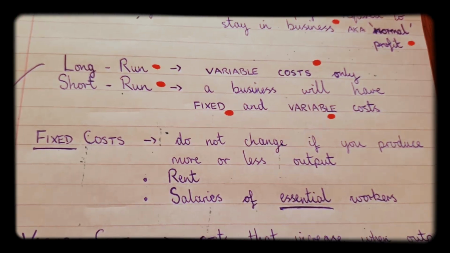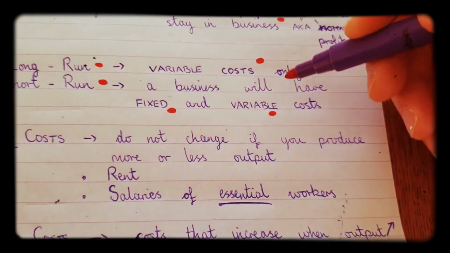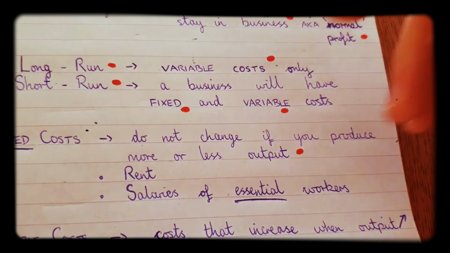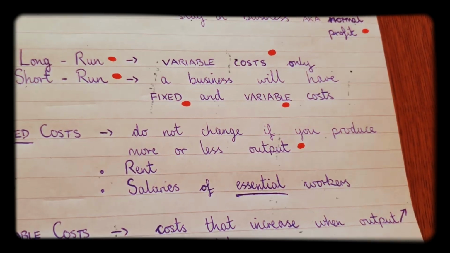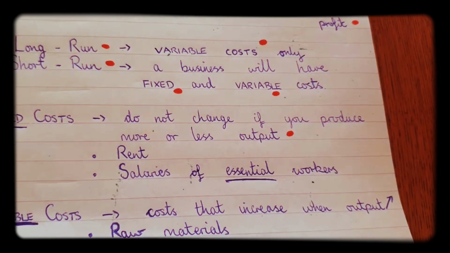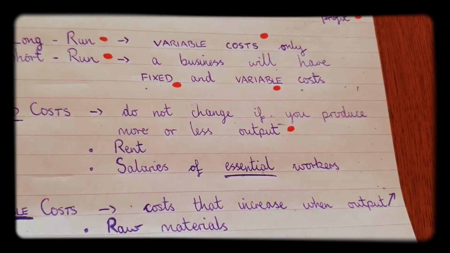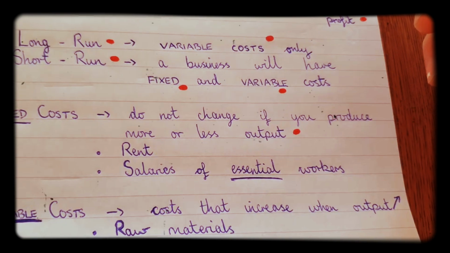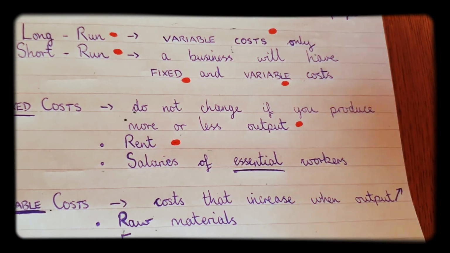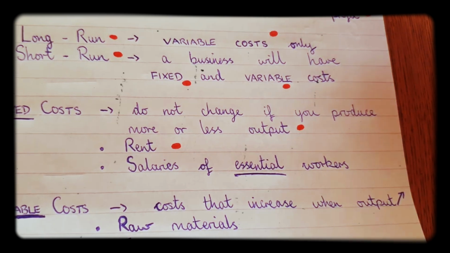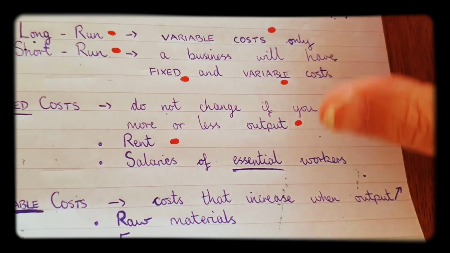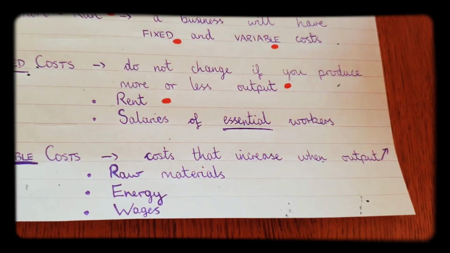Now, a fixed cost, these do not change if you produce more or less output. You can produce 1 million units or you might produce 1 unit. It doesn't matter. It's going to be the exact same cost every single month if you pay for it monthly or yearly or whatever. So an example of a fixed cost is rent. You have to pay a certain amount of rent. Doesn't matter how many units you sell, you're still paying the same amount of rent every single month and you still have to cover that rent.